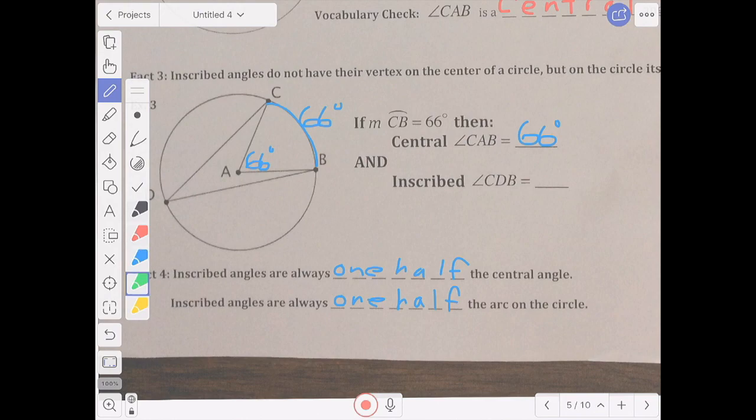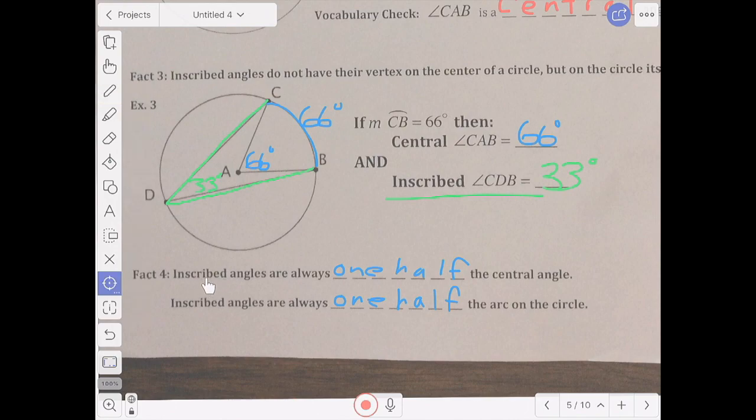Now the angle that's inscribed in green here would be half as much, 33 degrees. And I'm going to give you some confidence that that's correct in just a second. Before we do that, if you're following along on your worksheet, you could write down the fact that inscribed angles are always 1/2 of the central angle, and inscribed angles are also 1/2 of the arc. So 66 degrees here, these would match. 1/2 of 66 is 33, or you could go 1/2 of this 66 is 33.